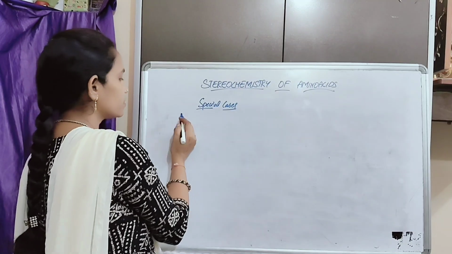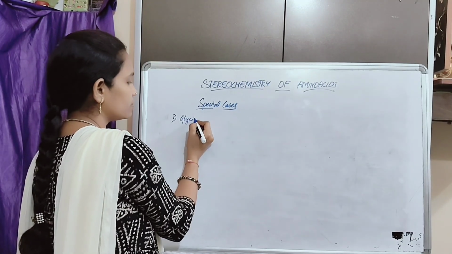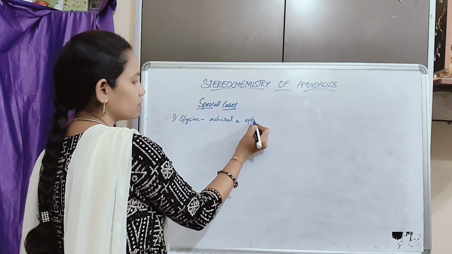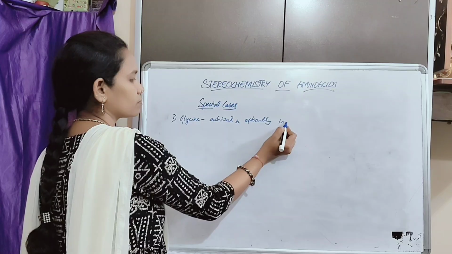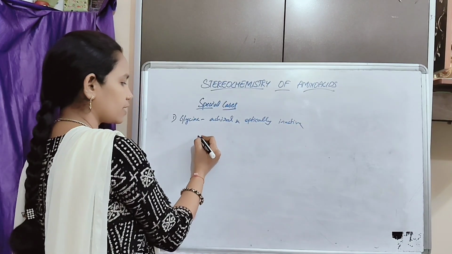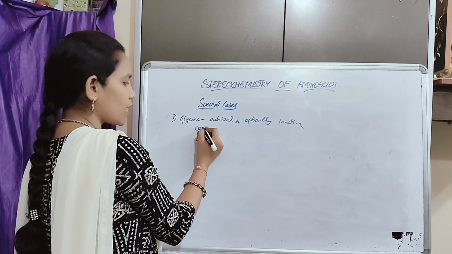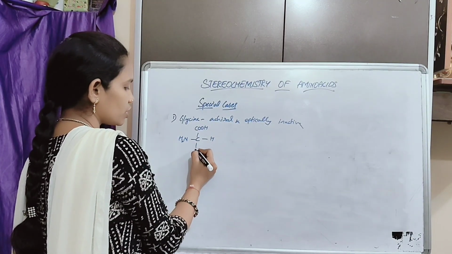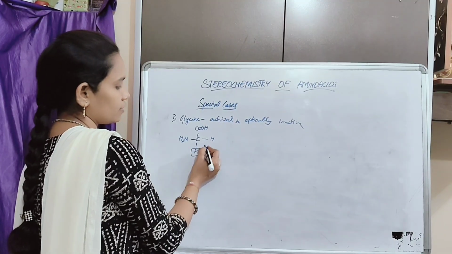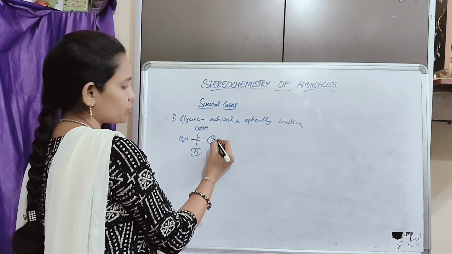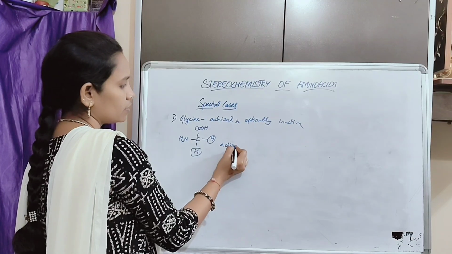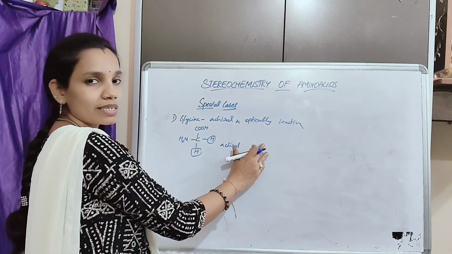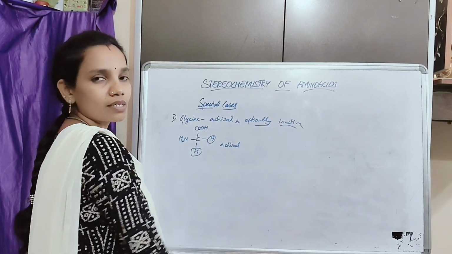Now coming to special cases. First, glycine, it is achiral and optically inactive. Achiral means, actually chiral means carbon contains 4 different functional groups, right? So here it contains 2 same functional groups. Here is the structure of glycine. It has two same functional groups. That's why it is achiral. And it is optically inactive because it cannot rotate plane polarized light towards left or right. That's why it is optically inactive, right?